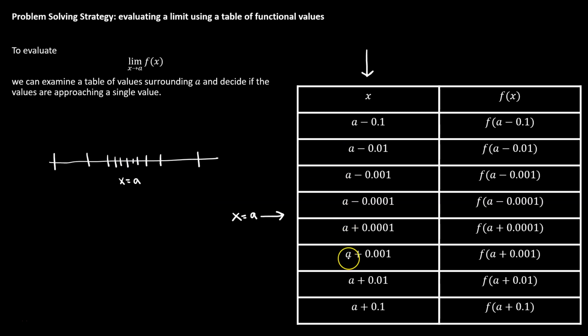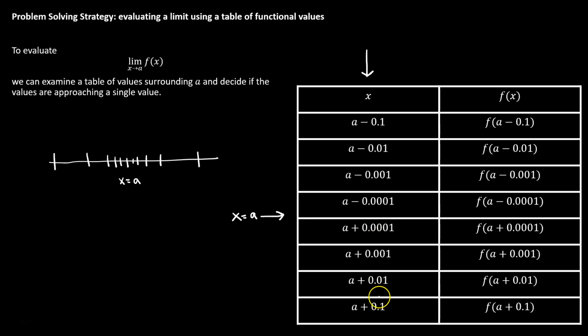So we're picking these in a very organized fashion. Notice that I'm subtracting 0.0001, then I'm subtracting 0.001, so I've just dropped one of the zeros. And then I drop another zero to move up to the next row, and then I drop another zero to move up to the top. And I'm using those same increments added to a on the bottom half of the table.